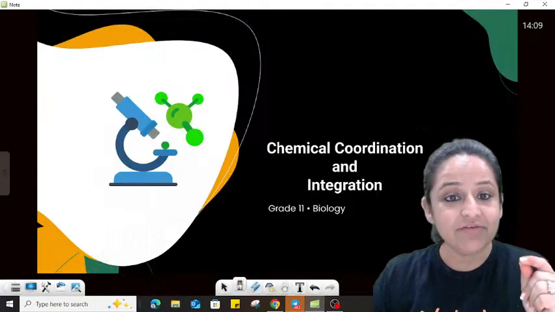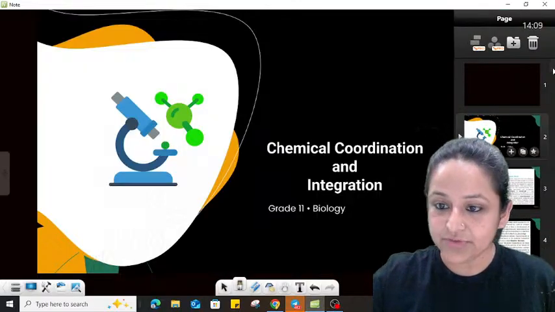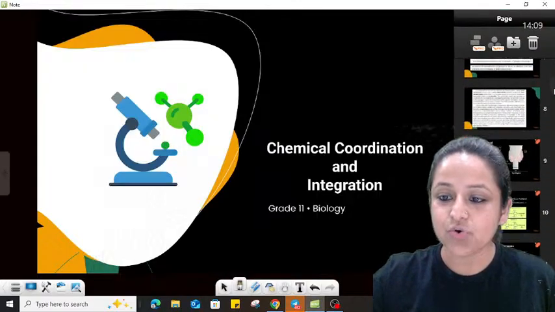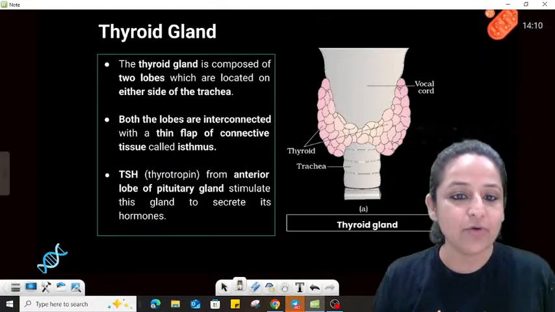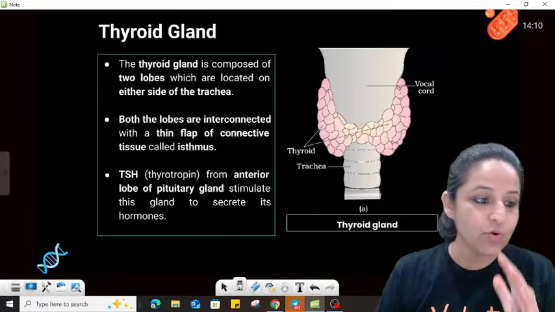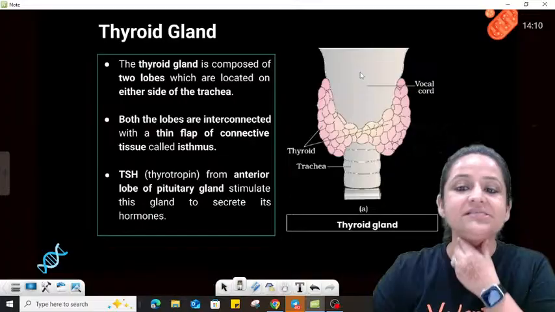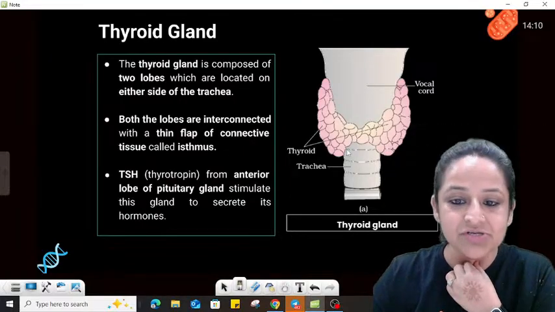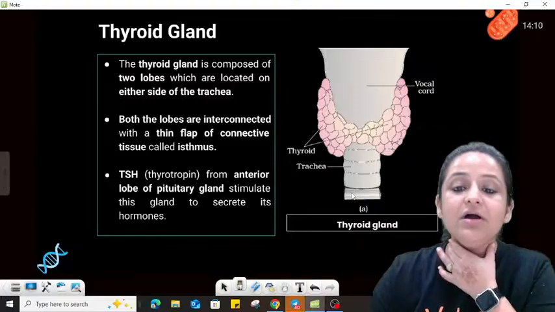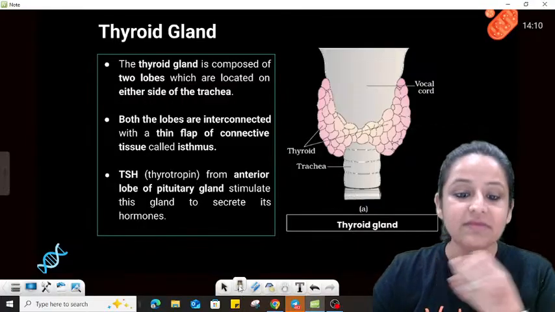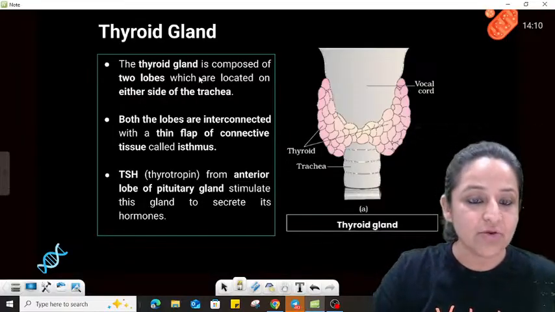Today we are going to move ahead with the next gland that we are going to discuss, and that is called the thyroid gland. This is the picture of the thyroid gland. Have a look at this. If you remember, this is the larynx portion and this is the trachea, also called the windpipe. Here on the side, the thyroid gland is present. This is where the thyroid gland is present.